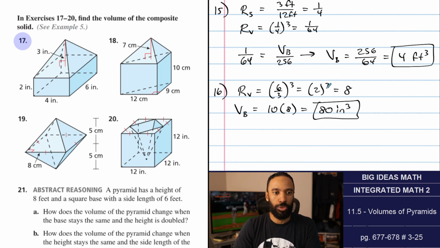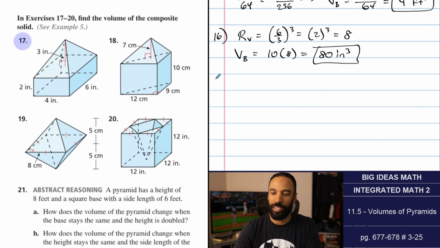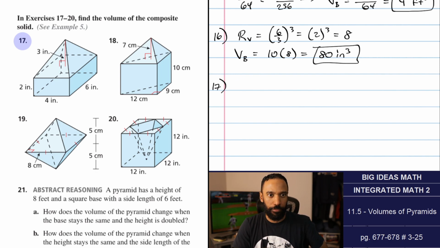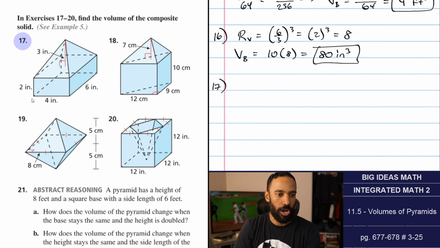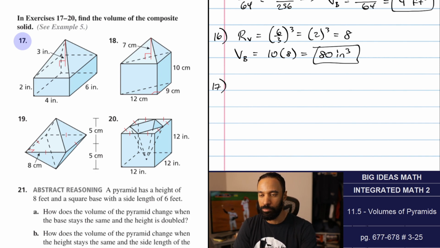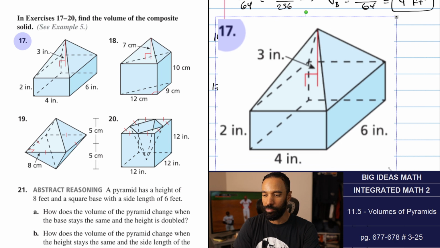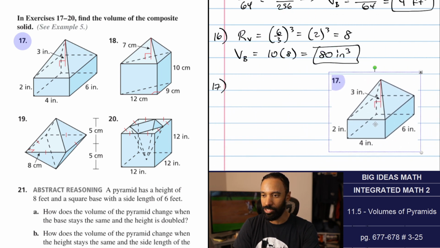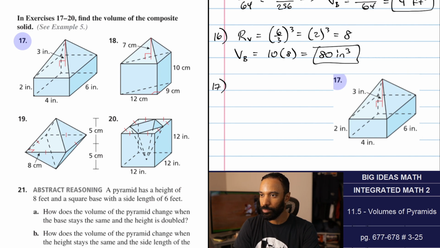Number 17 through 20, find the volume of the composite solid. So this is where I start to organize my work a little bit differently, where I start to say, let's call this object 1 and object 2, find the volumes of those separately and either add them or subtract them, depending on what the nature of the solid itself is.